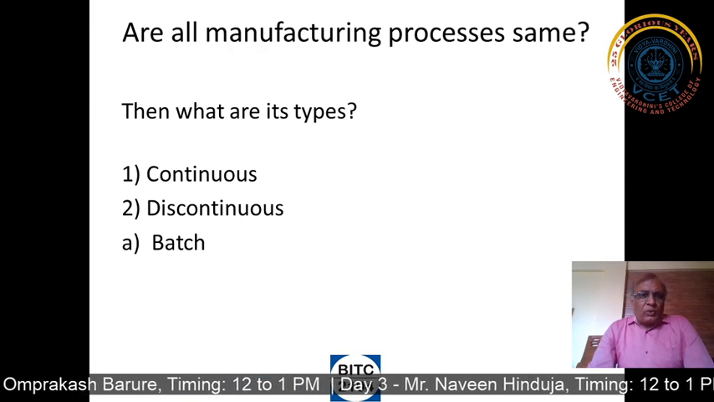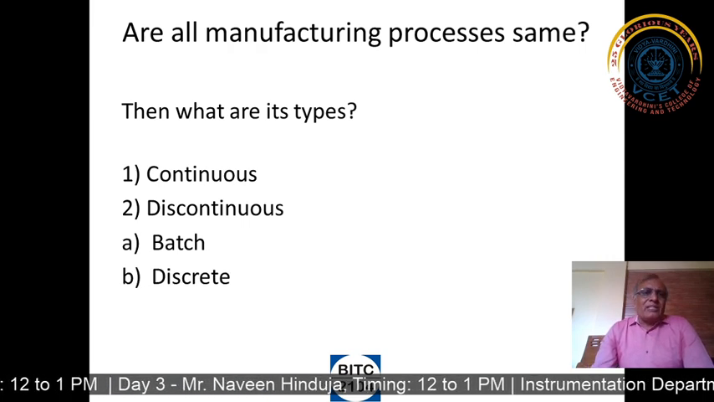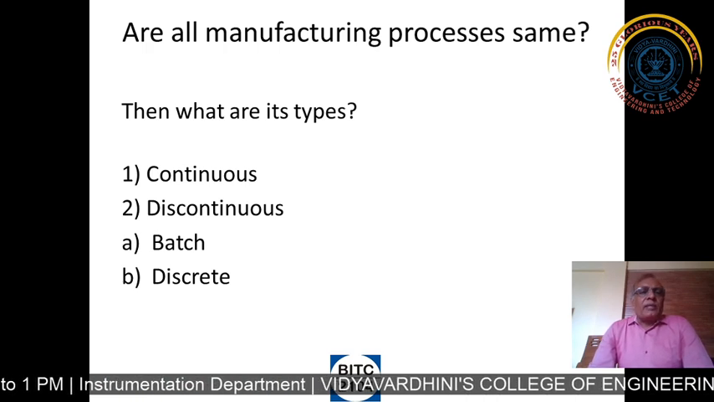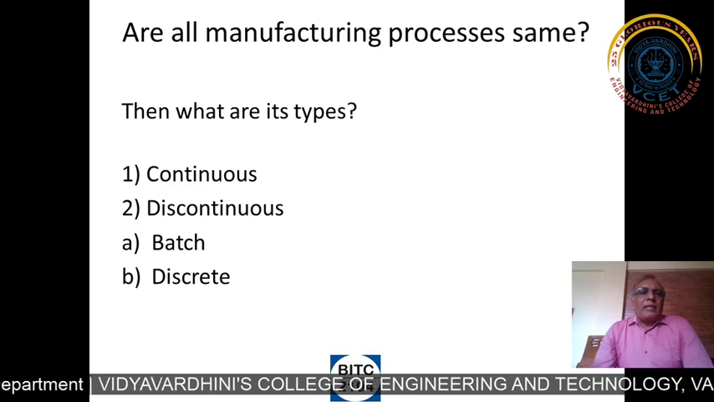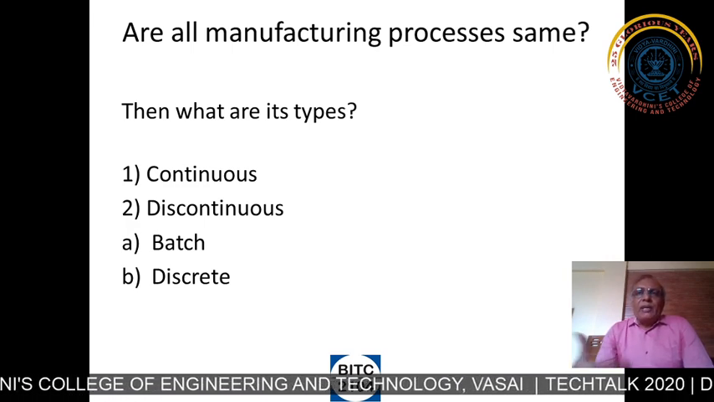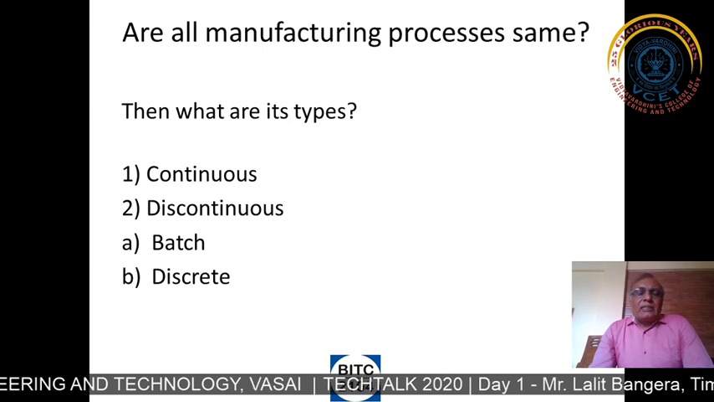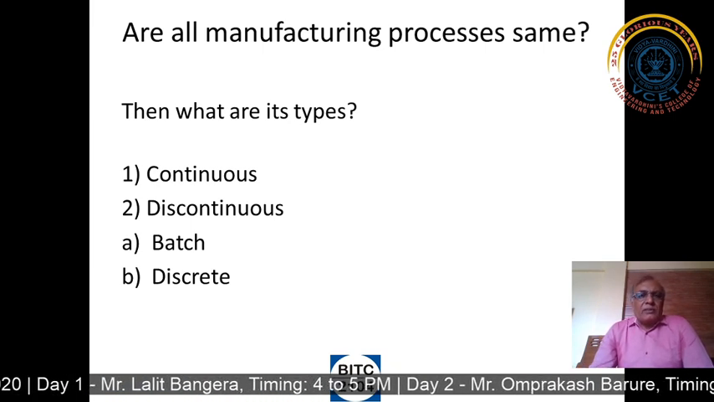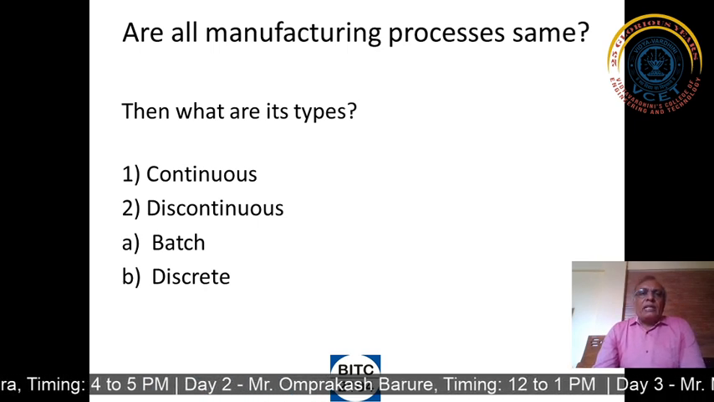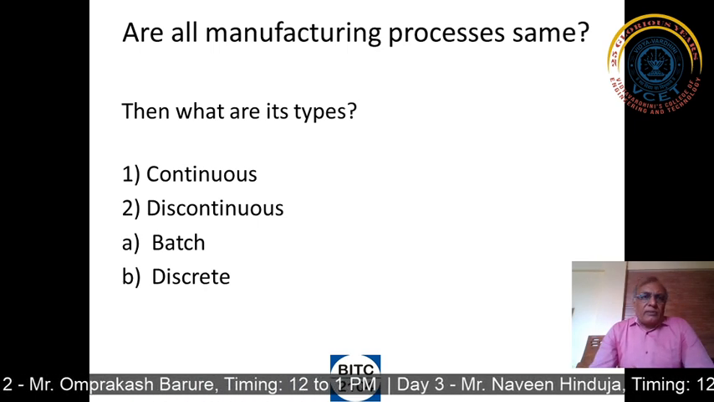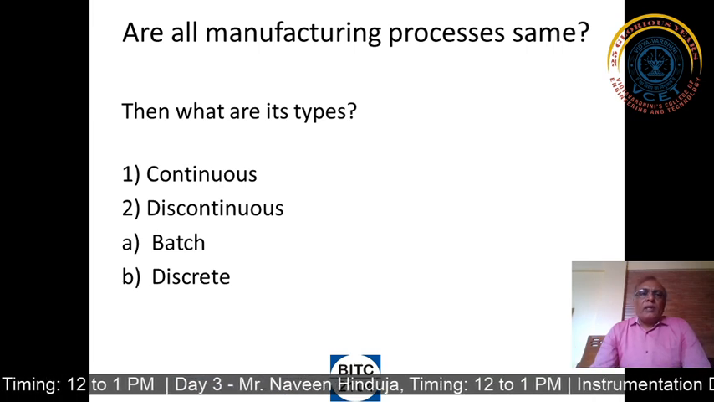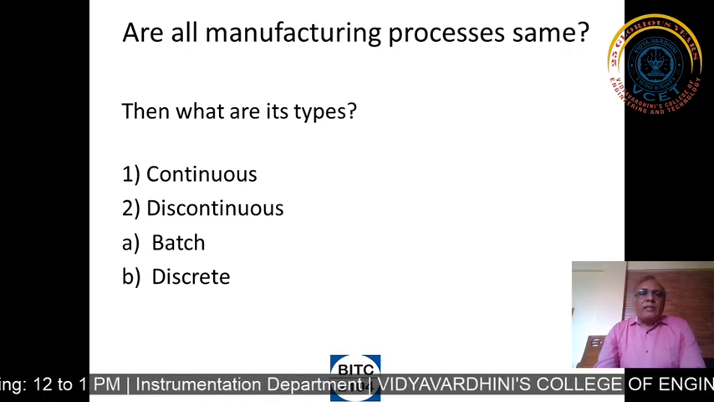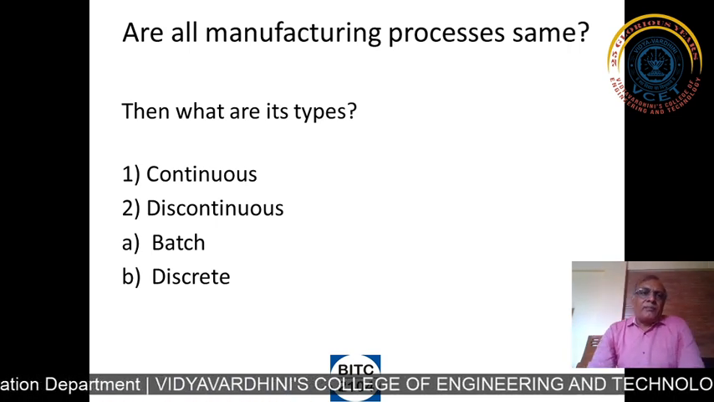Discontinuous may have two types, which are batch and discrete. Like what Lalit spoke yesterday, he talked about process automation and discrete automation separately. I would like to look at it differently: these are processes which have a batch process, a discrete process, and a continuous process. Every process model has a raw material and a finished product, and there is a time. When raw material is infinite, finished product is infinite, and the time required is infinite, that is continuous.